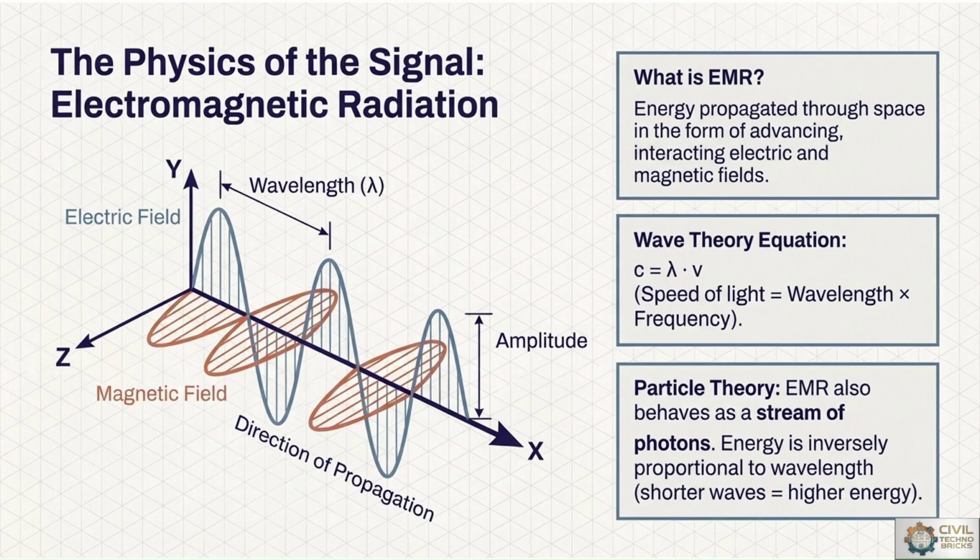Visible light forms only a small part of the entire spectrum which is detectable by the human eyes. Infrared wavelengths are extremely useful for detecting moisture conditions, vegetation health and thermal properties. Microwave remote sensing is valuable because it works even during cloudy conditions and at night time also, which makes it useful for flood monitoring and terrain mapping. So particle theory, where electromagnetic radiation also behaves as a stream of photons, where energy is inversely proportional to the wavelength. That means shorter waves equal higher energy.